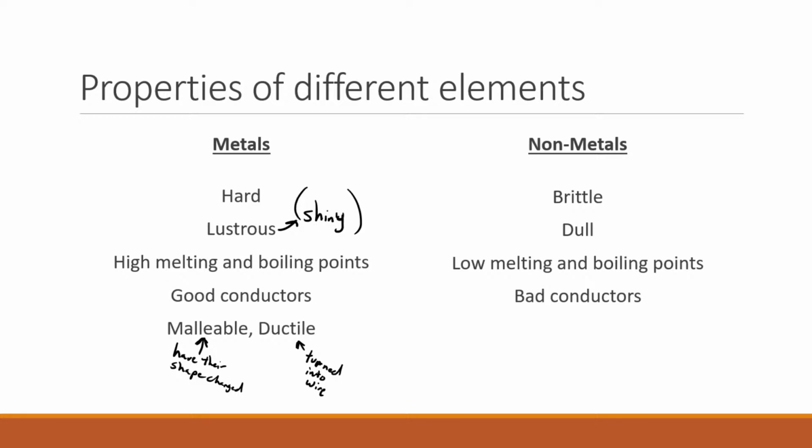And this means that we can talk about elements based on these properties too. If we discover something and we need to figure out what it is and we test its melting point and boiling point and find that they have low melting points, low boiling points, we can pinpoint that as one of the nonmetals. We don't know which one, but it helps us tell the difference and narrow down our choices.